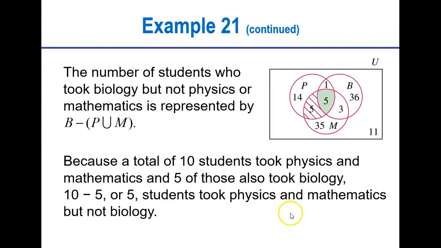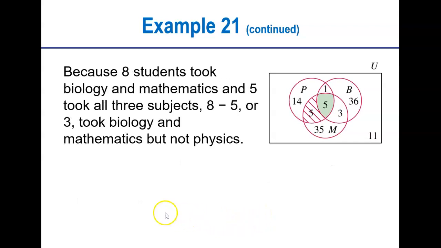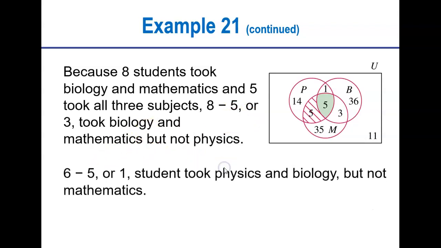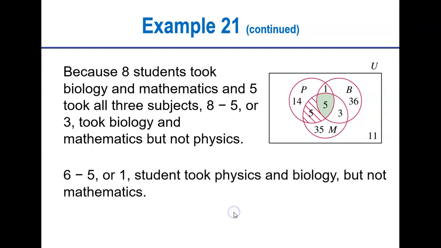Now, because a total of 10 students took physics and mathematics, and 5 of those also took biology, then 10 minus 5, or 5 students, took physics and mathematics, but not biology. So because 8 students took biology and mathematics, and 5 took all 3 subjects, then 8 minus 5, or 3, took biology and mathematics, but not physics. 6 minus 5, or 1, student took physics and biology, but not mathematics.